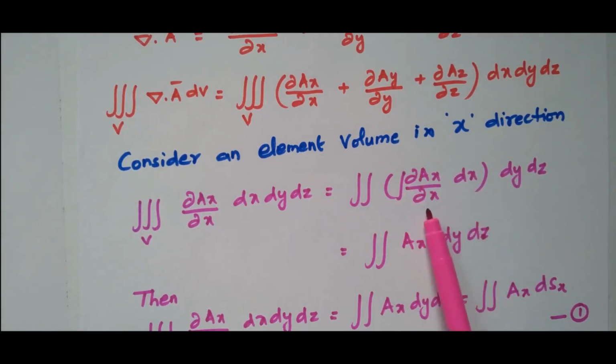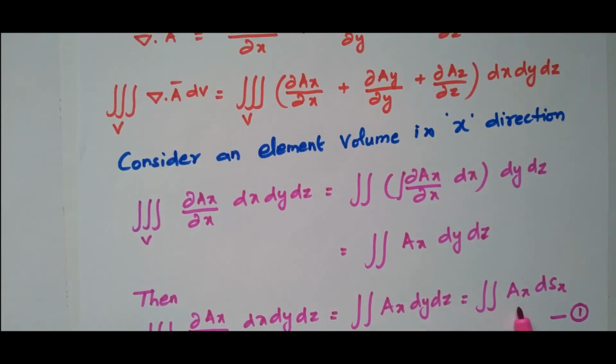What is ∂Ax/∂x dx? These two get cancelled, and we only get Ax, right? Ax dy dz. So then what will happen? ∂Ax/∂x dx dy dz is nothing but a double integral. Now this triple integral is reduced to the double integral of Ax dy dz.